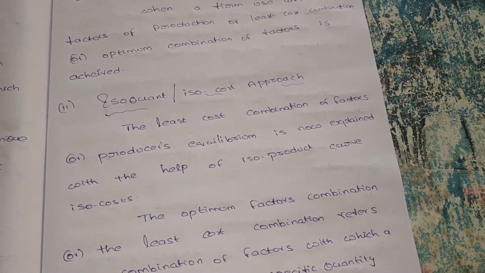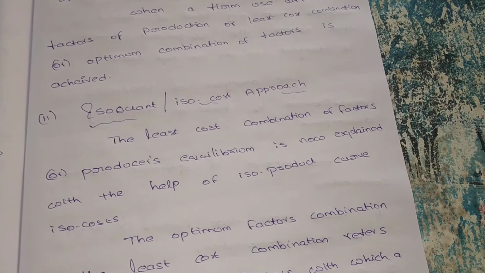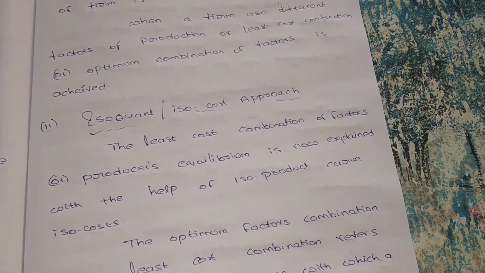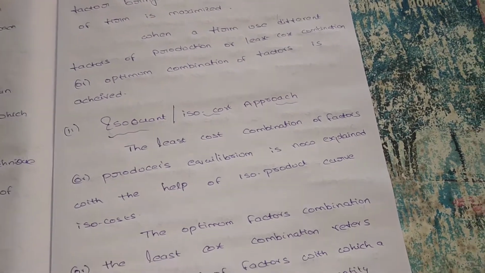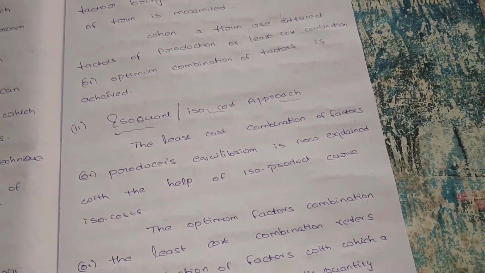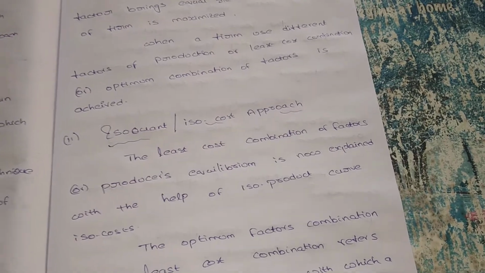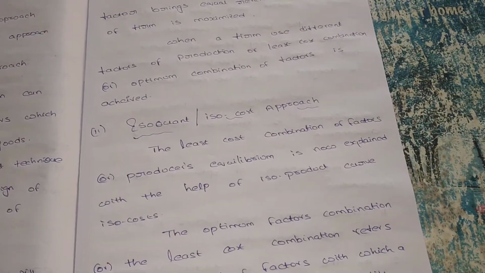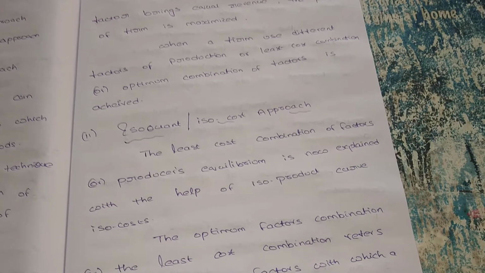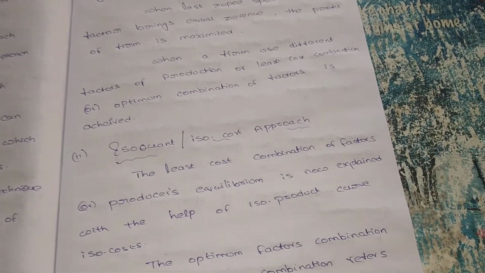While explaining these terms, we are discussing two different methods. They are the marginal product approach. Up to now we explained what the marginal product approach is. Next we are discussing the isoquant or isocost approach. Already I explained what the isoquant curve is. The isoquant curve is mainly based on two inputs. Here we are taking the two variable inputs.